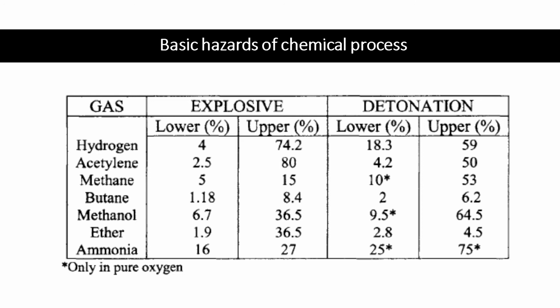Explosive mixtures occur when a gaseous fuel mixes with an oxidant, air, or oxygen. The proportion of the mixture must be between the lower explosive limit, LEL, and the upper explosive limit, UEL. The table provides explosion and detonation limits for some common gases in air.